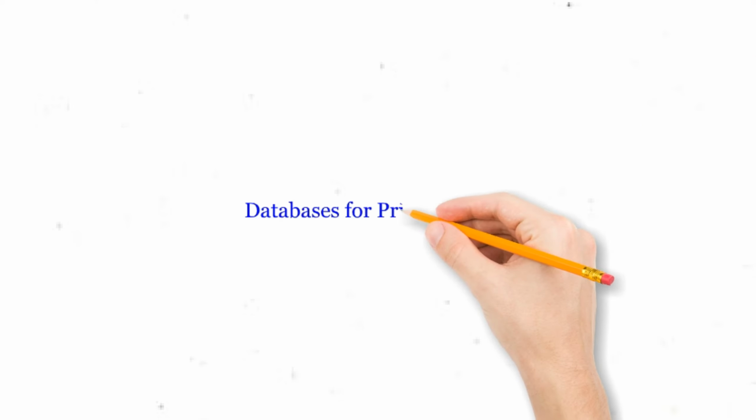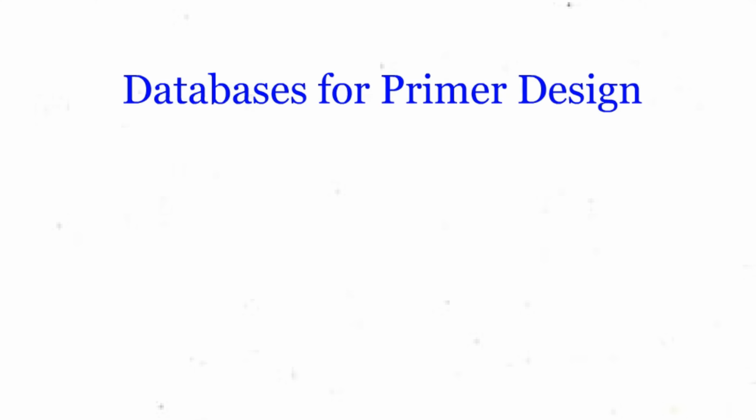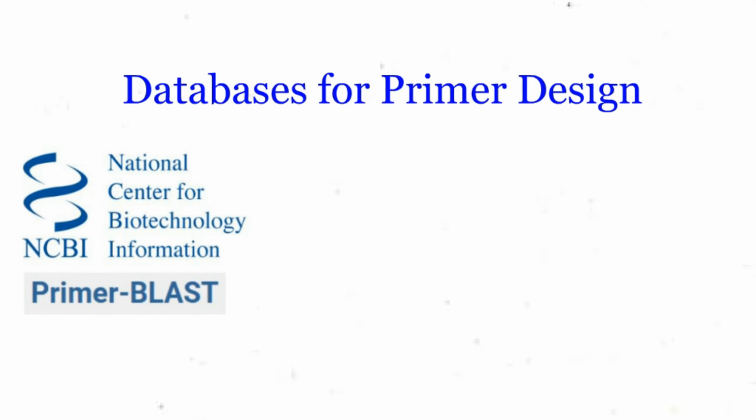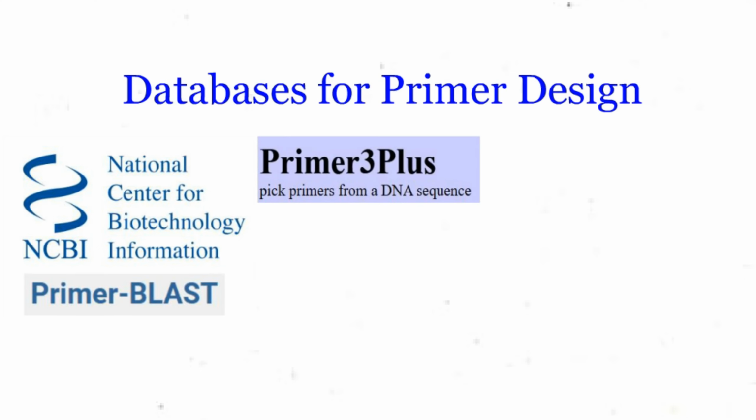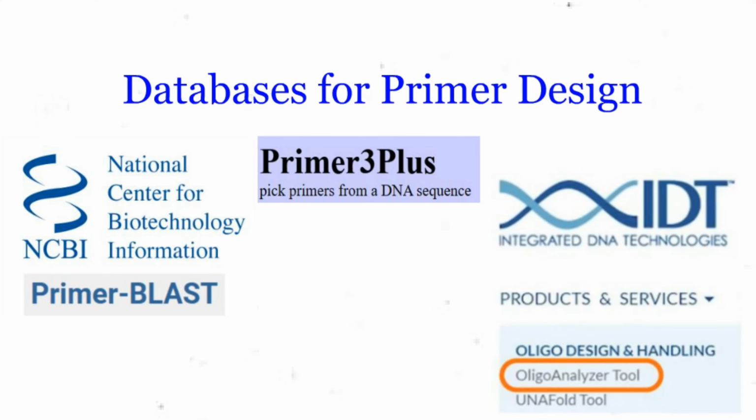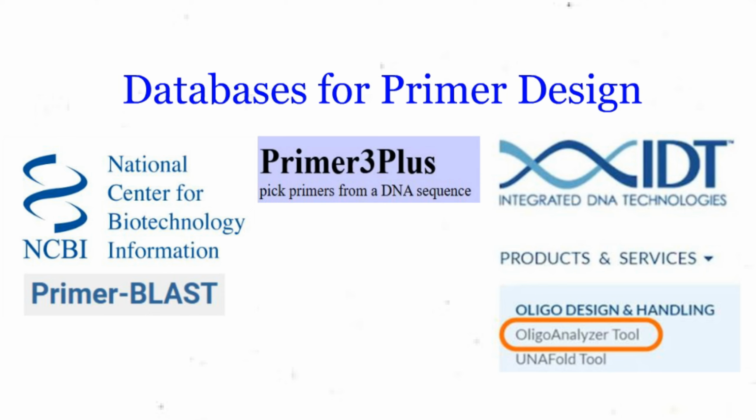Now, let's briefly look at some databases and tools that simplify primer design. NCBI Primer-BLAST allows you to design and check primers against a specific genome to avoid off-target binding. Primer3 is an open-source tool widely used for designing custom primers with adjustable parameters. OligoAnalyzer helps in checking primer properties like melting temperature and secondary structures. These resources can help you design primers with the precision needed for high-quality results.